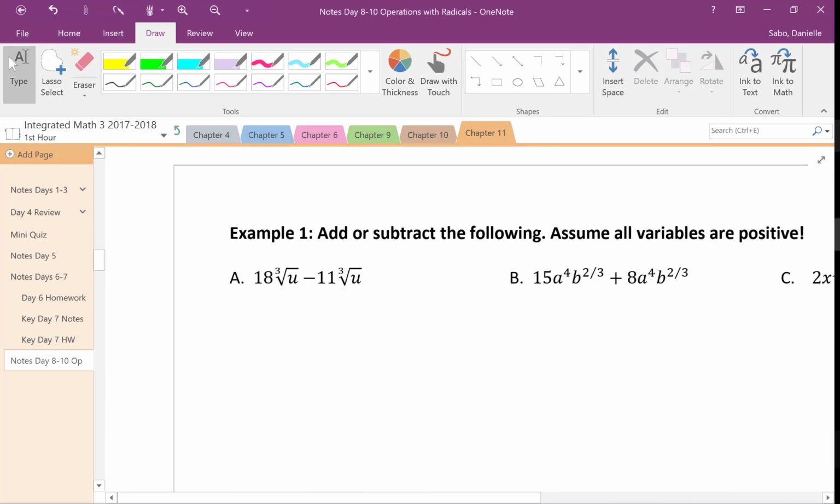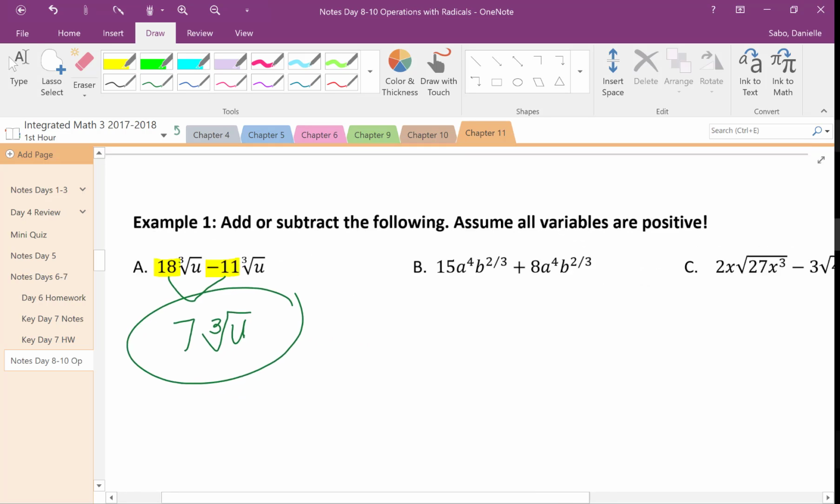You first have to see, do I have to simplify anything or are they going to be like terms already? Do I have like terms? Yes, so all I'm doing is adding those numbers out in front. What do I get when I subtract 18 minus 11? Good. You're done. Look how easy that was.